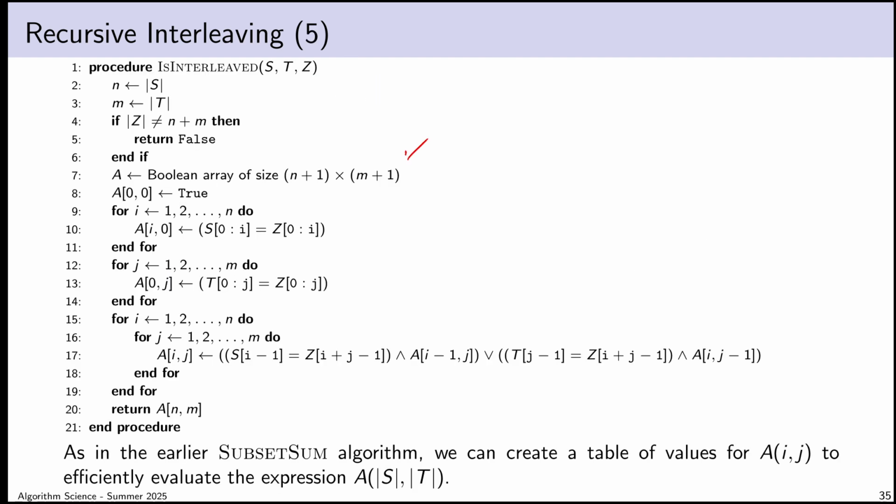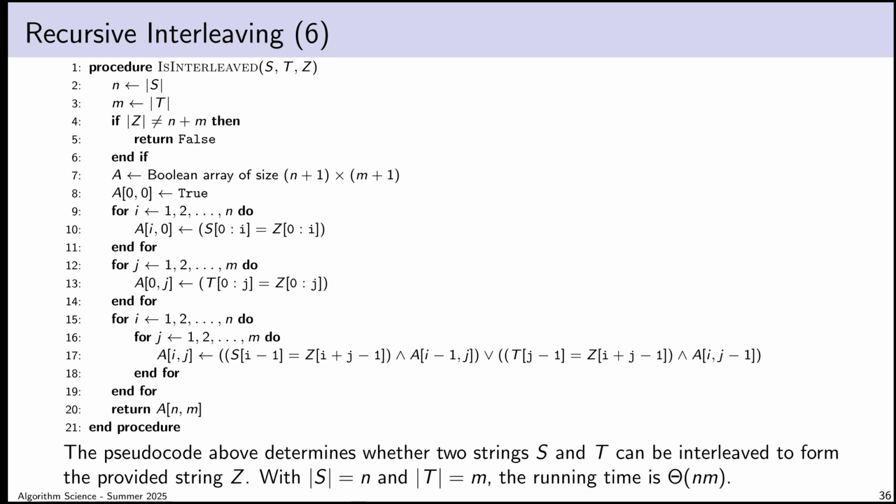So I make a table of Boolean values, and then I just evaluate from the base cases working my way upwards. I evaluate every value of a, and then return a of n, m. And a of n, m here would equal a of size of s, size of t. We can observe that this has running time which is big theta of n times m, for two reasons.